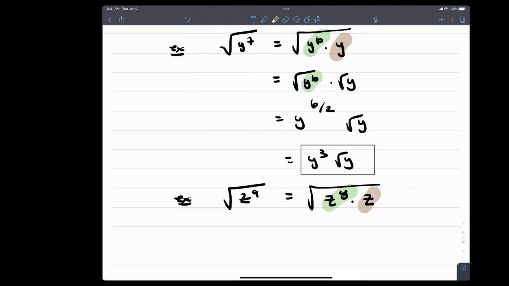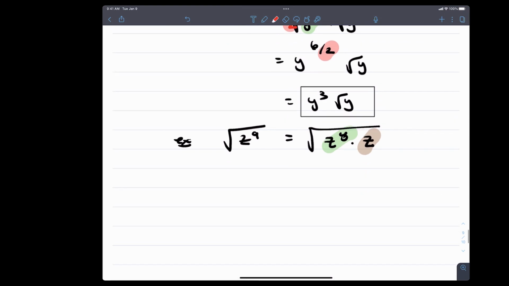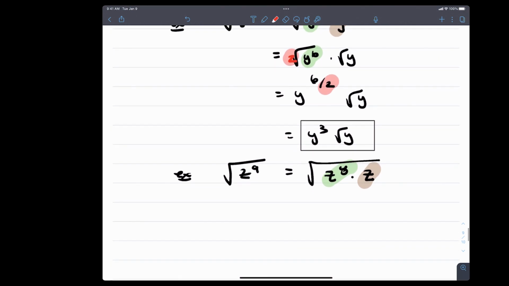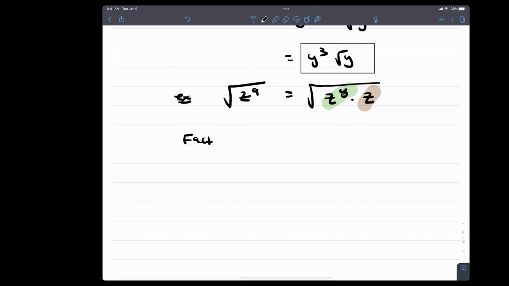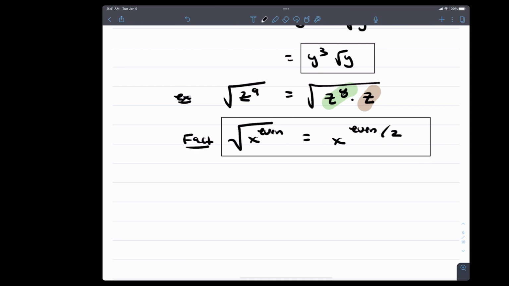Remember that I gave you guys that fact about how to take square roots? Remember this index? What was the index here? This is 2. So if you remember that fact, you take the power and you divide by the index. Here's what you're using: square root of x to the even is x to the even divided by 2. So that should be in your notes.